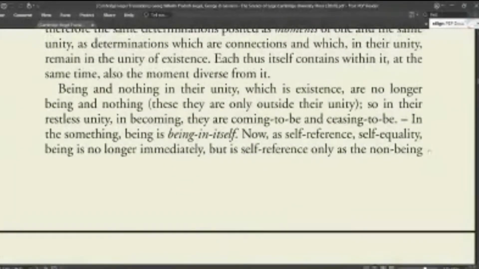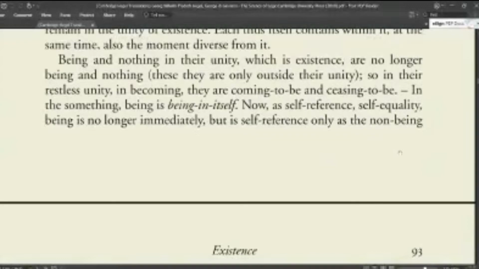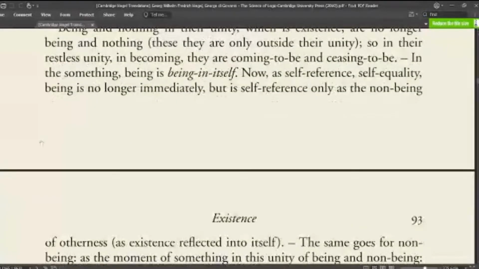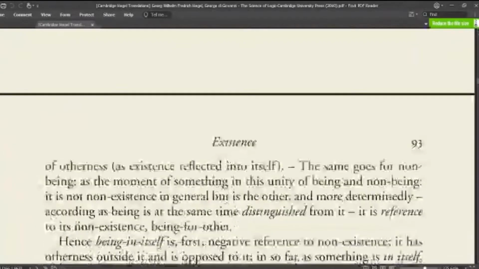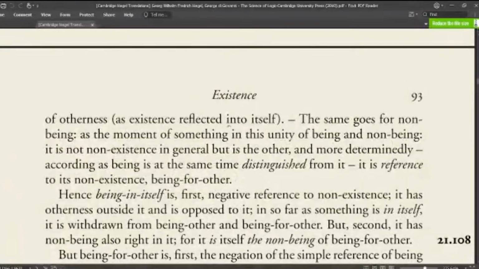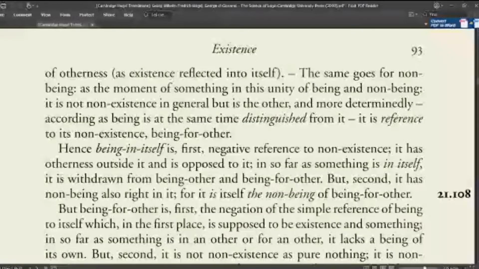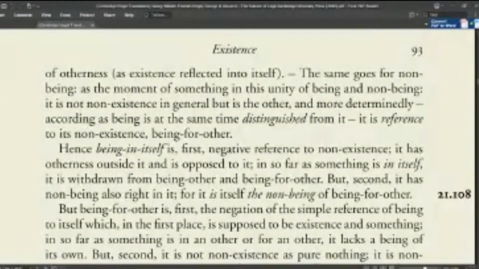Being and nothing in their unity, which is existence, are no longer being and nothing. They are only outside their unity. So in their restless unity in becoming, they are coming to be and ceasing to be. In the something, being is being in itself. Now as self-reference, self-equality, being is no longer immediately, but is self-reference only as the non-being of otherness, as existence reflected into itself. Existent existence. The same goes for non-being. As the moment of something in this unity of being and non-being, it is not non-existence in general, but is the other, and more determinedly, according as being is at the same time distinguished from it, it is reference to its non-existence, being for other.